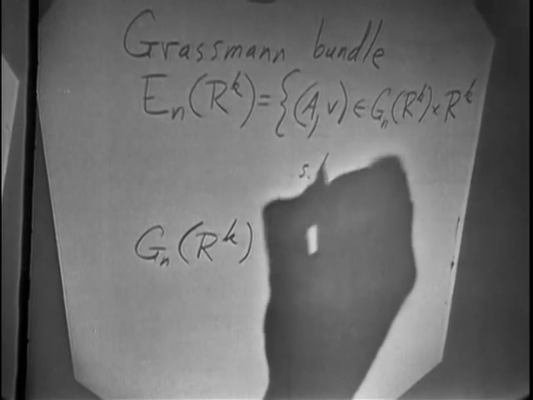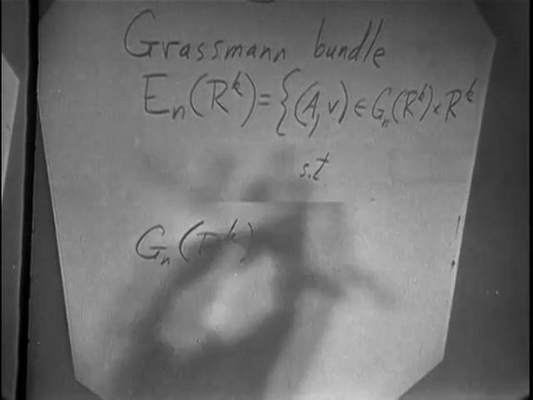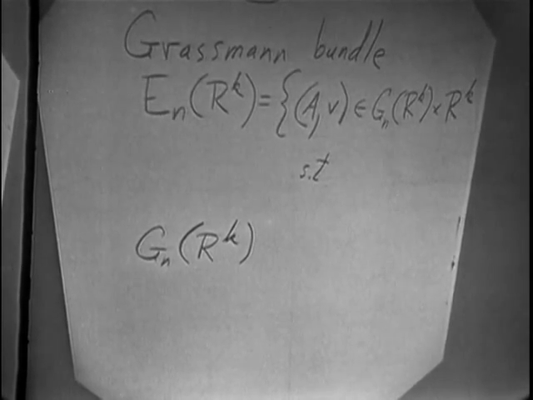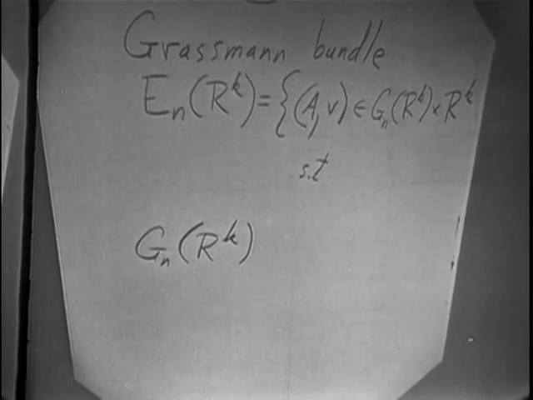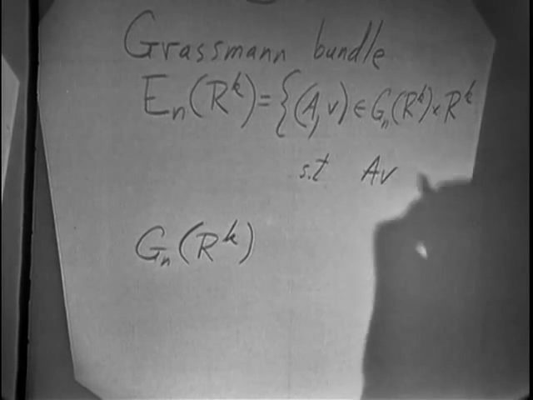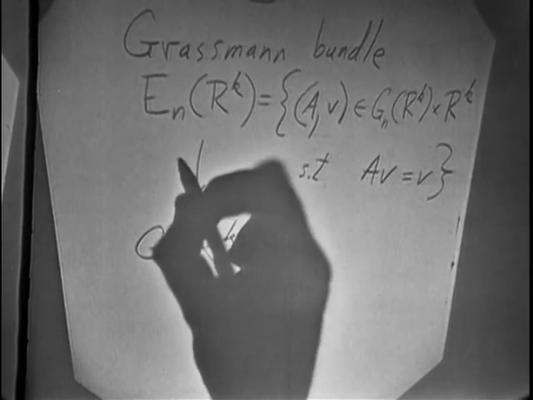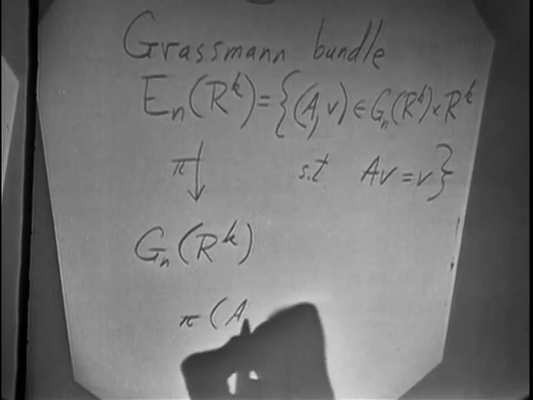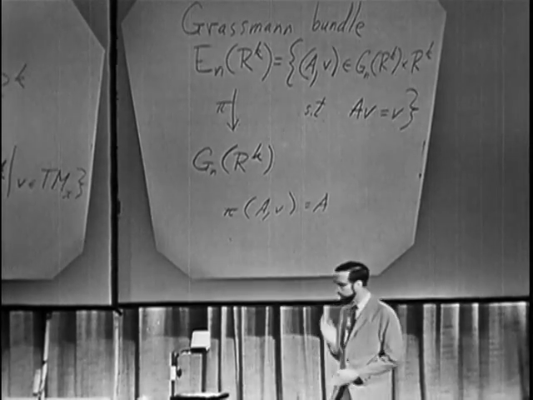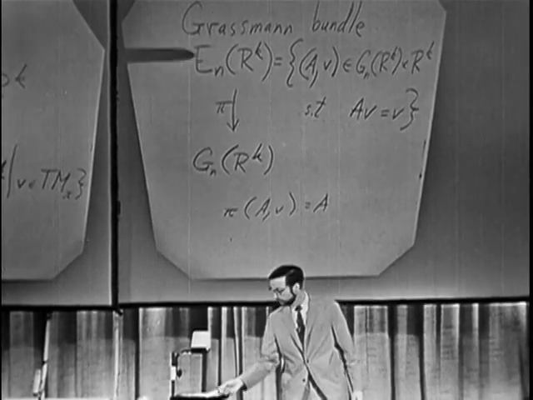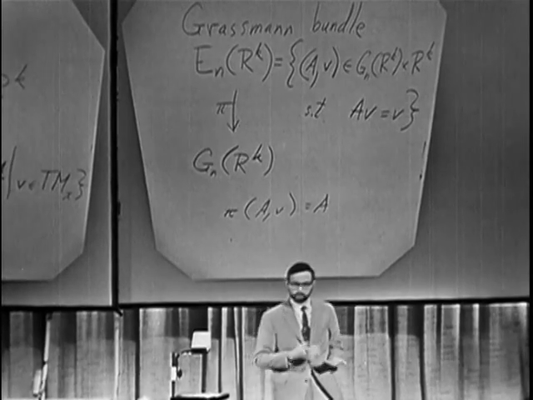And these are required to satisfy the following condition: V belongs to the linear space corresponding to A. In other words, V should be an eigenvector corresponding to the eigenvalue 1, or in other words, I want the condition satisfied that A acting on the vector V is equal to V. And we define the projection map pi by pi(A, V) = A. So corresponding to each point in the Grassmann manifold, that is, corresponding to each n-plane through the origin, we have a vector space, the inverse image of this plane, and that vector space is exactly the n-dimensional vector space consisting of all vectors V which belong to that plane.